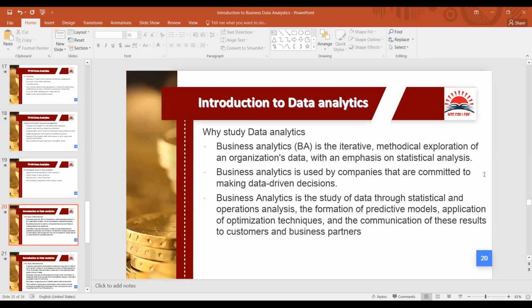Remember the big data, the data that we have, the data that we store in our servers, the manual data that we have. This data is critical. And at one point, we need to come up with the methods whereby we can explore the data, we can analyze it so that we can be able to make insight. Business analytics is used by companies that are committed to making data-driven decisions. Remember where we are, quite a number of organizations are actually, especially the ones that are data-driven. In other words, they make decisions using the data that they have.